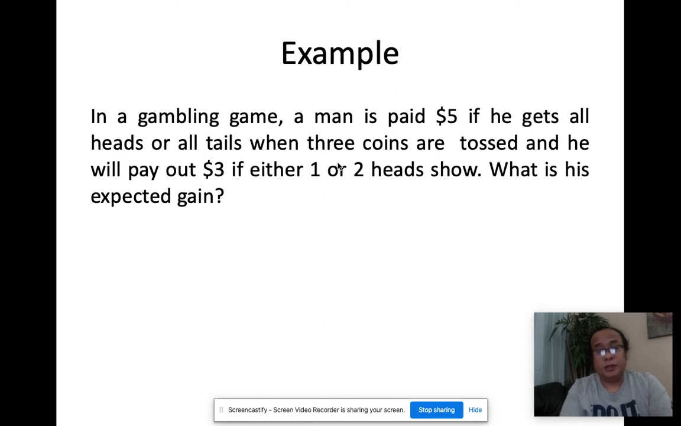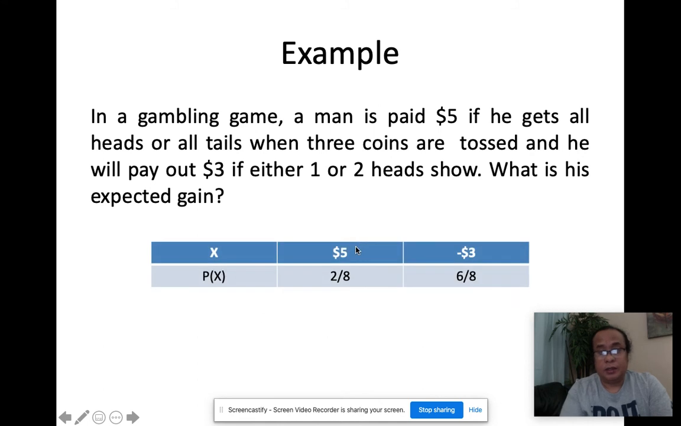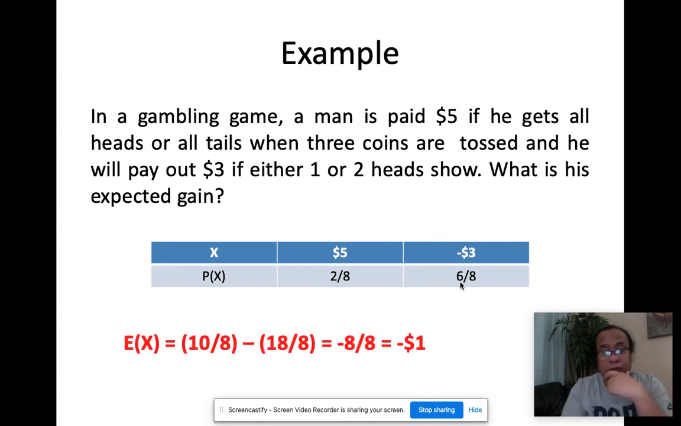For you to get $5, it has to be all heads or all tails. So it only happens when it's tail, tail, tail, or heads, heads, heads. So that's going to be 2 out of 8. And then you lose $3, and since it has to be 8 over 8, the other has to be 6 over 8. So when you simplify that, that gives you 10 over 8 minus 18 over 8 equals -1.